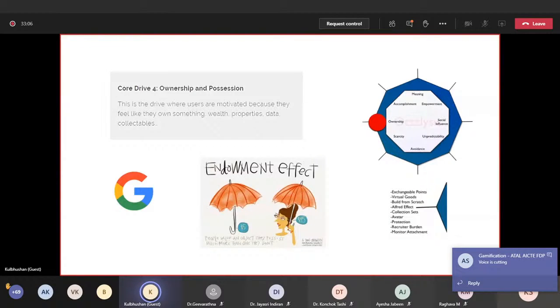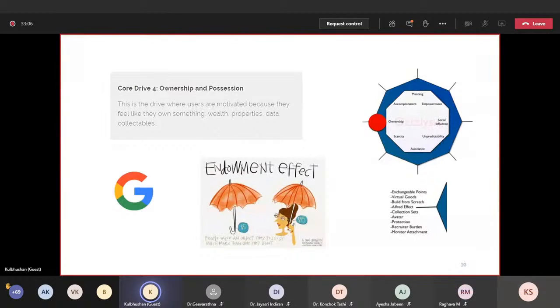There are computer games where people have virtual rewards, virtual points, which they may or may not be able to exchange, but they feel that they are actually owning those things. A sense of ownership is there. That is why they are more likely to keep using the application they are already using instead of switching over to some similar application. The fifth core drive is social pressure and relatedness.